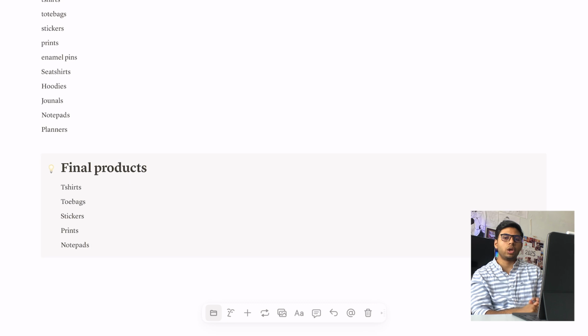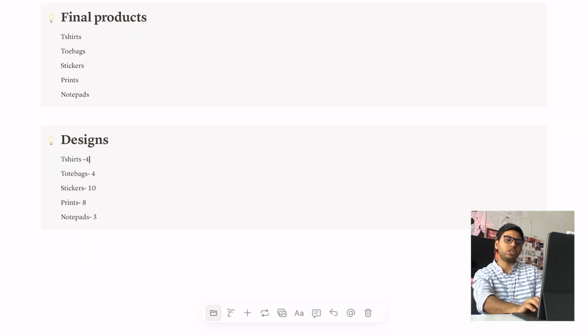I'm going to brainstorm how many designs I want of each product. As for the t-shirts, I think 4 designs will be enough. I think 4 is enough for the variety, as well as for my investment. As for the tote bags, I think I'm going to stick with 2 designs. For stickers, I think I'm going to stick with 6 designs. And for the prints, I think I'm going to stick with 5. And I was thinking that 3 notepad designs are not enough. I'm thinking 5, because then people have a variety to choose from. I think these are enough.